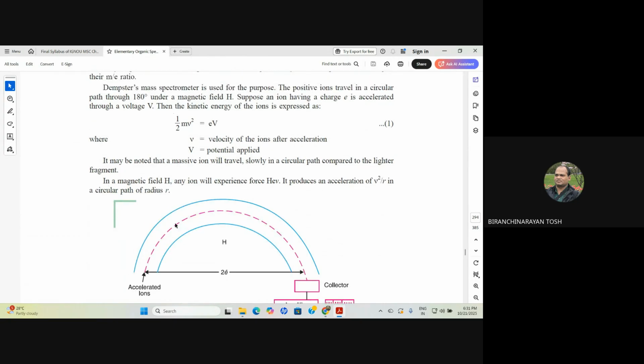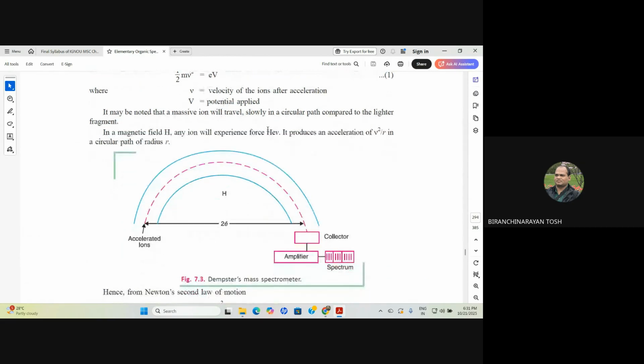So if you see the kinetic energy of the moving ion, if it is moving with velocity v, then half mv square is equal to eV, where e is the charge of the electron and V is the potential difference of voltage applied. So half mv square equal to eV. And now if the magnetic field of H is applied here, the ion will experience a force which will be equal to H into e into v, the magnetic force H e v, and acceleration will be v square by r, r is the radius of the circular path.